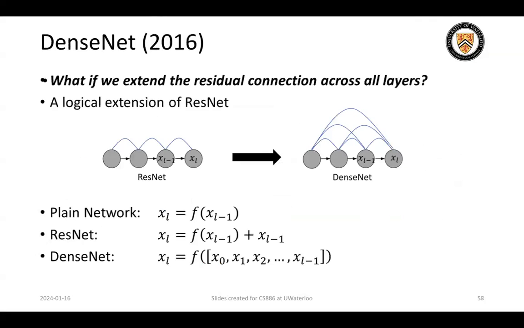Now let's look at DenseNet, which was proposed in 2016. What if we extend the residual connection across all layers? This is a logical extension of ResNet, since we can simply add connections from x_l to x_{l-1} to x_{l-2}, etc., all the way to the first unit. So for a plain network, we have x_l equal to f(x_{l-1}). For ResNet, we simply add x_{l-1}. And for DenseNet, we have a function that applies to all the previous layers, x_0, x_1, x_2, up to x_{l-1}.